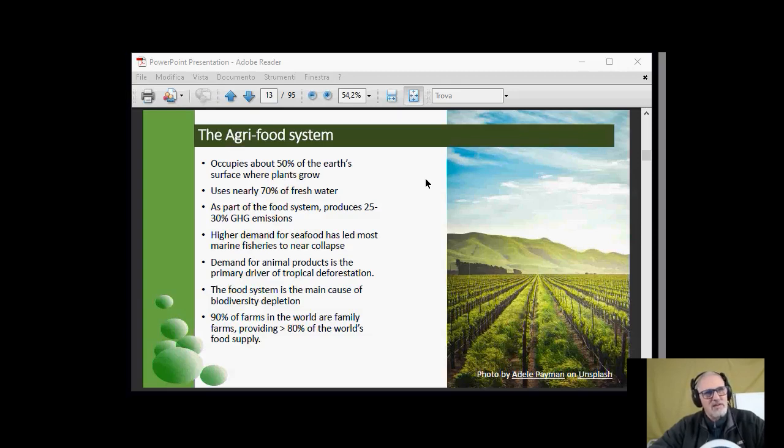About 70% of the fresh water available is used by the agricultural system. Between 25 and 30%, nearly a third, between a quarter and a third of greenhouse gas emissions are produced by the food system. That's if we think about the agricultural part of the food system, so the growing and the animal husbandry and what have you.